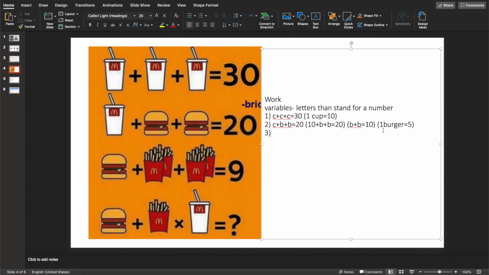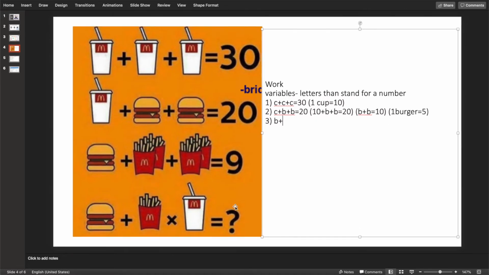Row 3. All right, I have a burger plus, okay, here we go, a little different. I see this one picture right here has 2 things of fries.